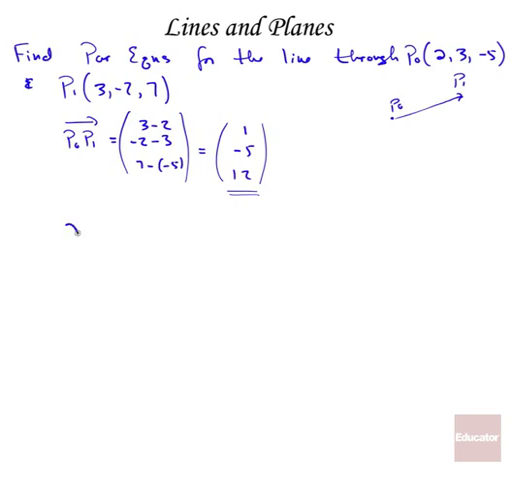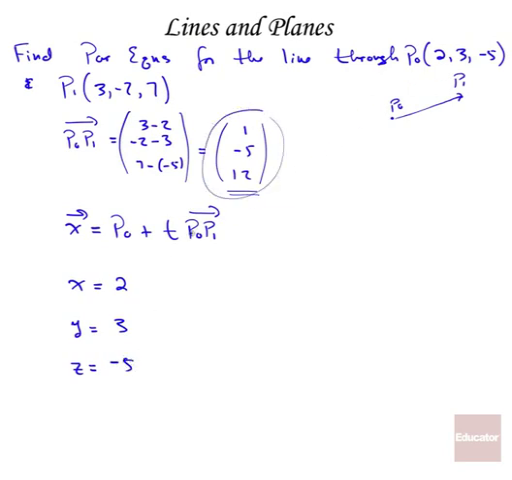Once again, x is equal to p sub 0 plus t times my direction vector, which is now that one. I will call this x, y, and z. I want parametric equations. P0 is 2, 3, negative 5. Here's my direction vector: plus 1t, minus 5t, plus 12t.